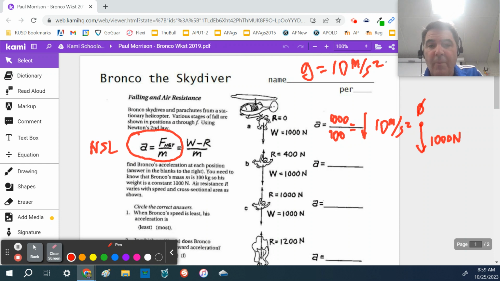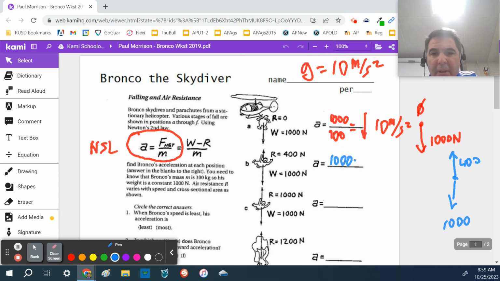So in the next one, what we have is the net force on the next one, and I'll do that maybe in a different color. Maybe I'll do it in blue. We have 400 resistance. And then down, we still have 1,000. So the net force is going to be 1,000 minus 400, and then, of course, over 100. And 1,000 minus 400 is 600. And 600 over 100 is 6.